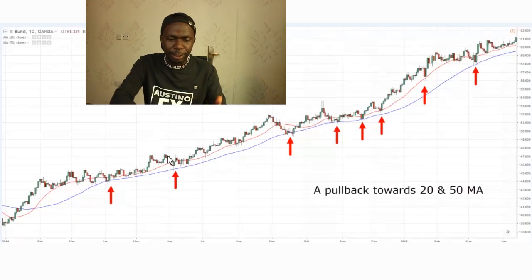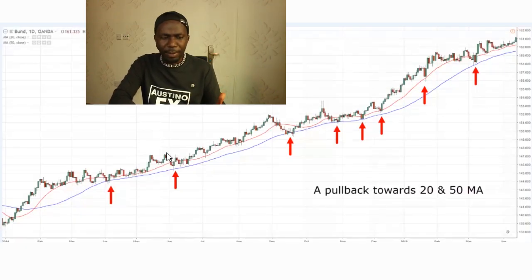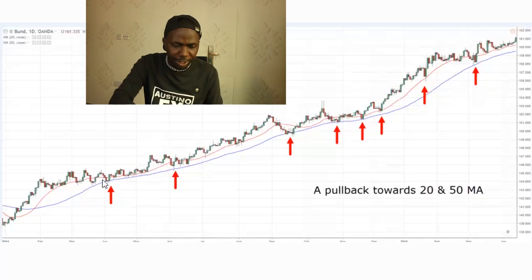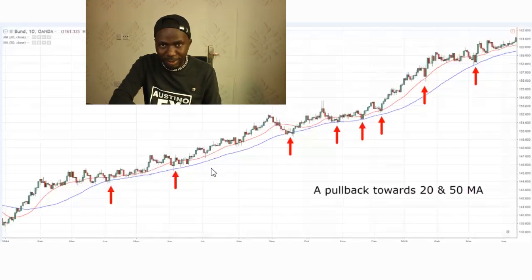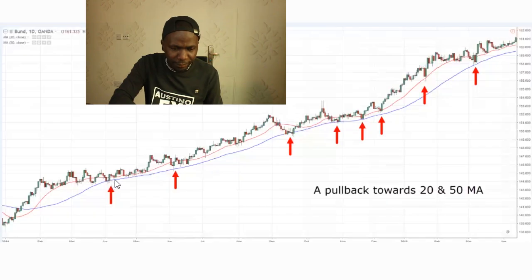So where do you buy? You buy from the lows. When the market makes a pullback, you take a buy trade. So where do you take your buy trade? At the moving average. You see that this blue line is the 50 EMA. So the price is respecting this blue line. So whenever price comes to this blue line, which is the 50 EMA, you take your buy trade. When price comes to the blue line, you take a buy trade.